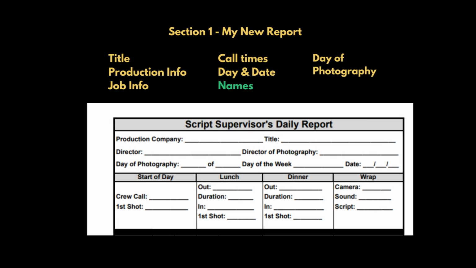Okay, so let's just section this off a little bit. Here, the first section is your basic information: production company, title. I put the director's name and director of photography. You don't have to; I do because I like the way it looks. Day of photography, day of the week, and the date. And then you have, of course, your call times.